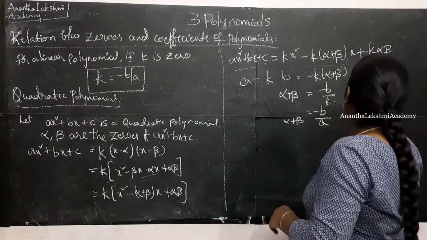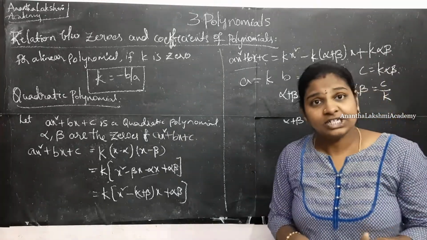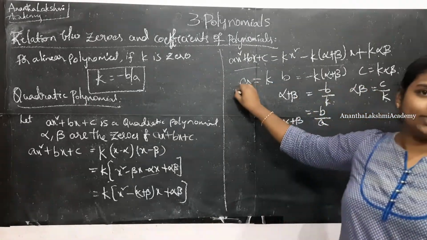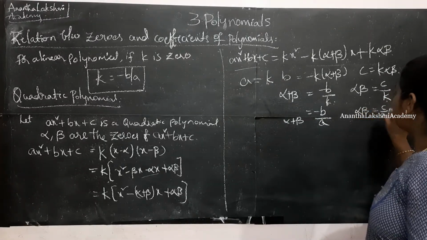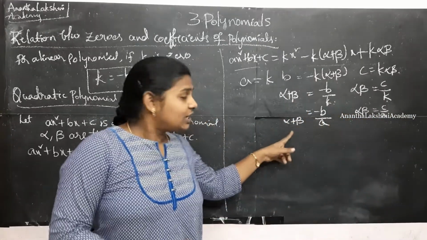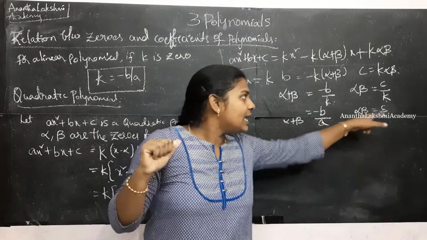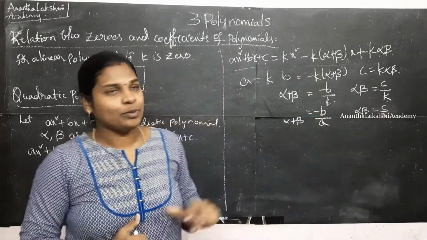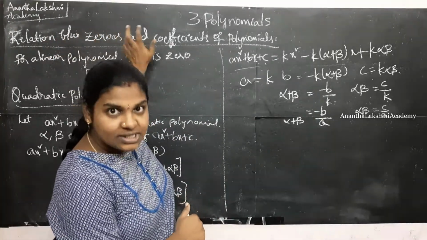Now alpha beta is equal to c by k. Again we want the relation between zeros and coefficients. So instead of k, I am substituting a here, which becomes alpha beta is equal to c by a. Now what are alpha and beta? The zeros of the quadratic polynomial. What are b, a and c? The coefficients of the quadratic polynomial. That, as the heading says, is the relation between coefficients and zeros.